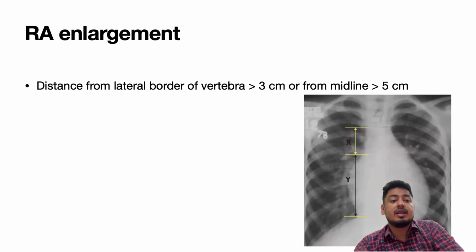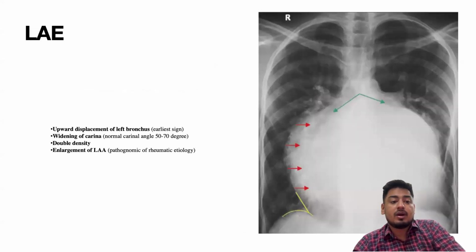It can also be seen in ASD. It can also be seen in tricuspid stenosis or tricuspid regurgitation. Okay. Now, coming on to LA enlargement, it is really important for your viva and for your NEET PG exam.